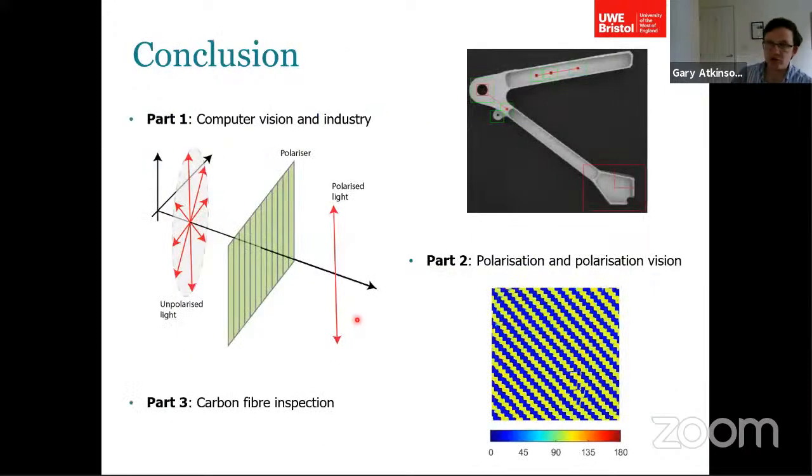But that concludes my talk. So what I tried to do is give a bit of a general overview of computer vision for the industry, for those of you who haven't seen it before, but also with a focus on the state of affairs and where we're moving. And then I wanted to move on to my field of polarization, and how it can be used for carbon fiber and other challenging surfaces.